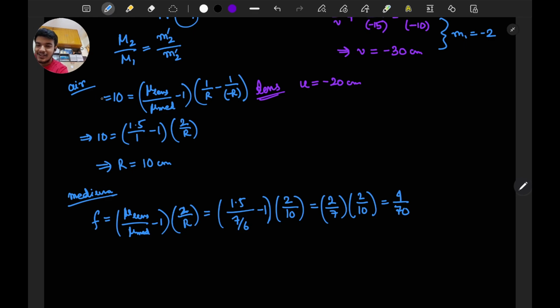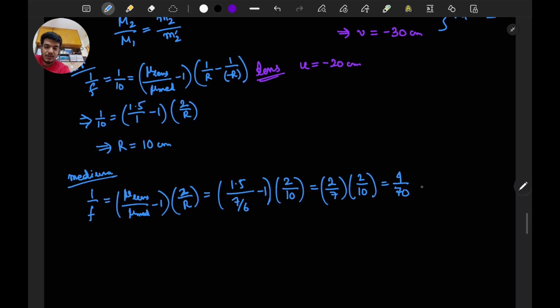Okay, this is 1 by f, right? And this is also 1 by f right here. And this is not 10, this is 1 by 10. So r is 10 centimeter here. So this is 4 by 70. So this is my 1 by f medium, which I was talking about.